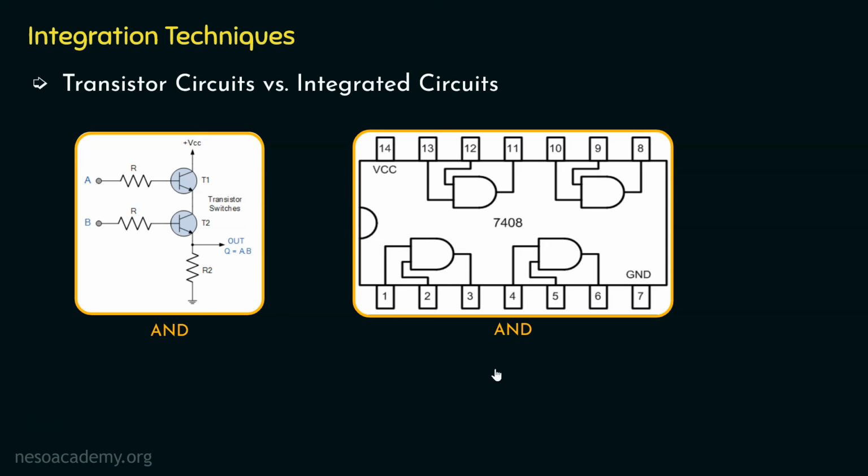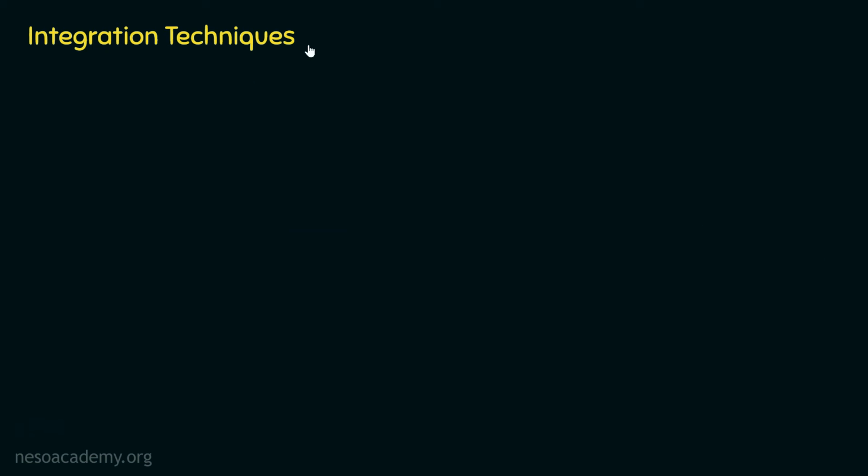Now coming to this type of integration, in a single 7408 AND gate chip, we are implementing four different AND gate logics. Comparing that to the transistor AND gate logic circuit, using two transistor switches, we implemented one single AND gate logic. So clearly, in this particular integrated circuit, we must have implemented at least eight transistor switches so that four different AND gates can be implemented. Integrations like this are called SSI or small-scale integrations. So let's now learn about all the different integration techniques.